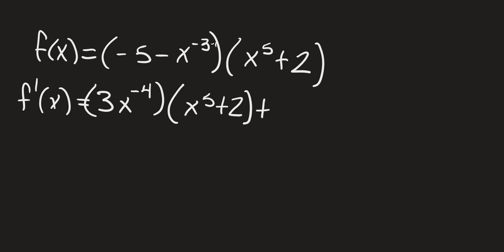Next, we're going to add this by taking the derivative of the second. That's going to give us 5x to the 4th. And we're going to multiply this by the first left alone. Minus 5 minus x to the power of negative 3.